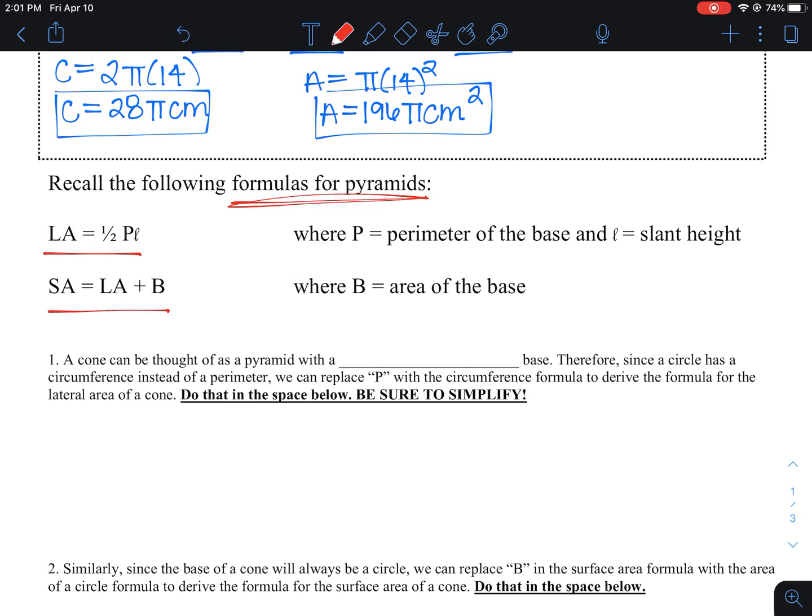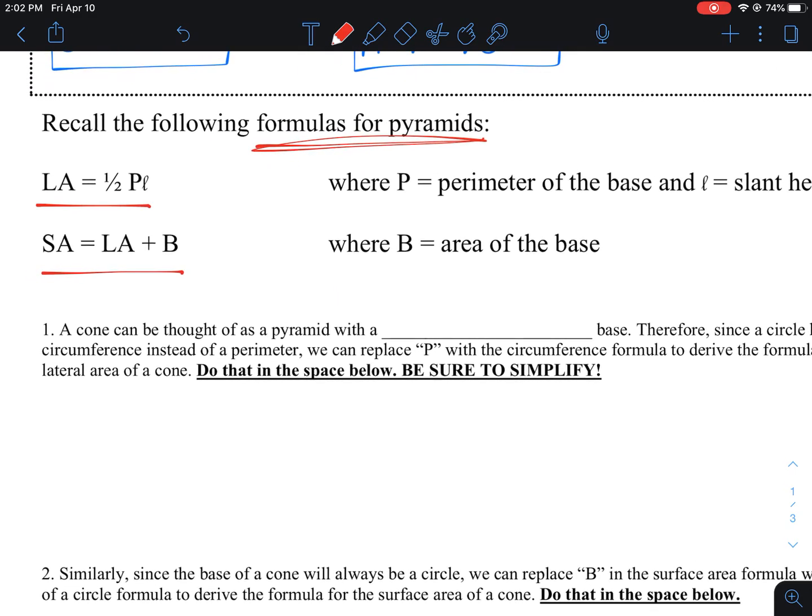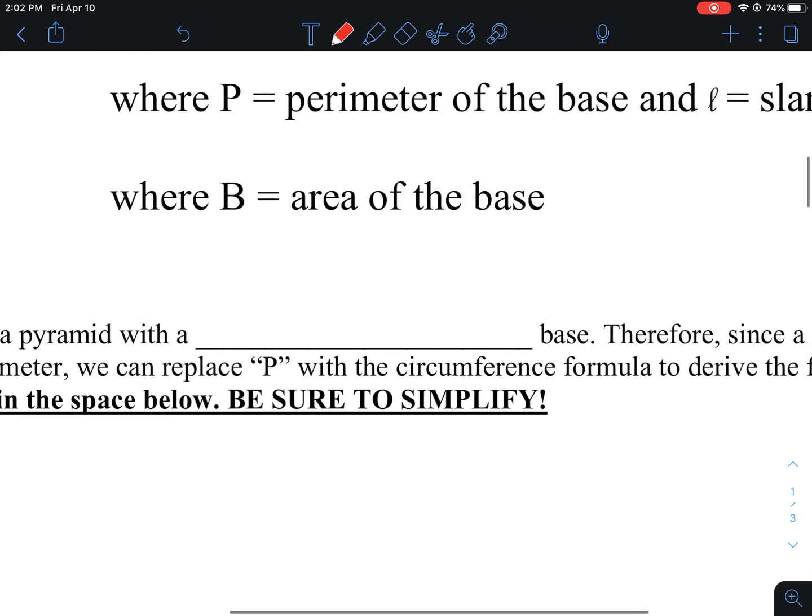And remember, slant height is just exactly what it sounds like it is. It's the height on the pyramid that's slanted, not the straight up and down height, the height that's more diagonal. And then surface area for a pyramid was the lateral area that you just found plus whatever the area of the base is. Okay? So the reason we're referencing that is because a cone can be thought of as a pyramid with a circular base, right?